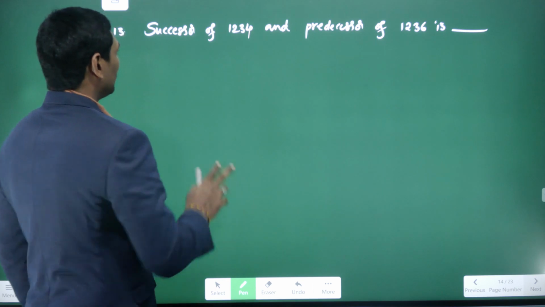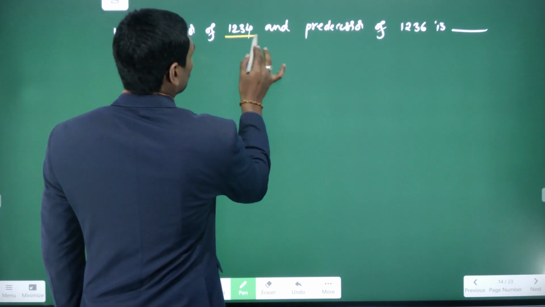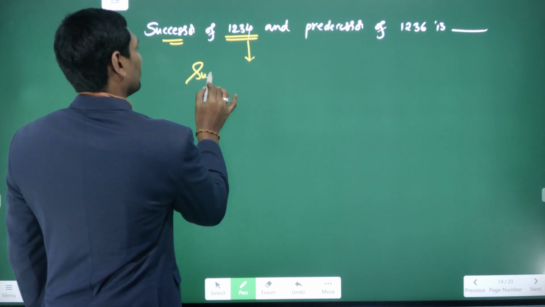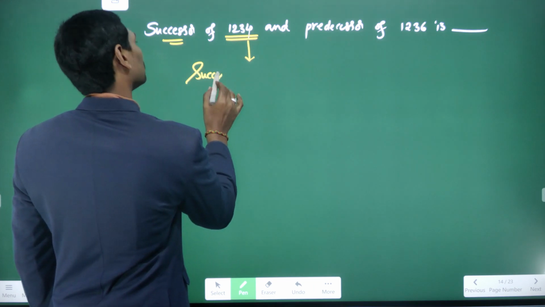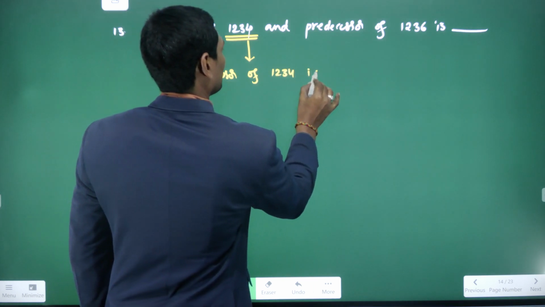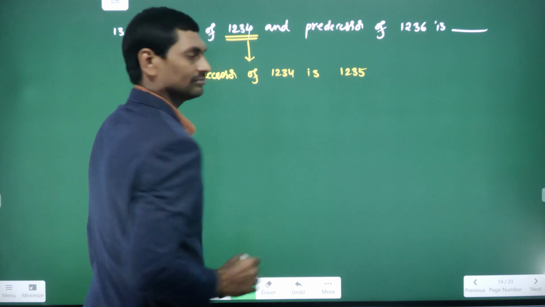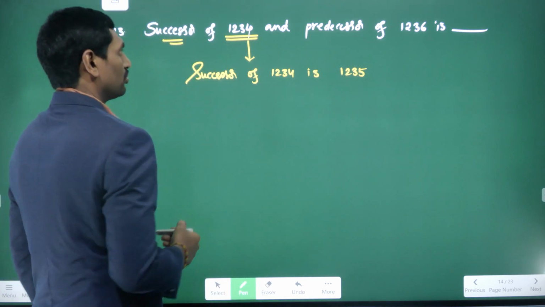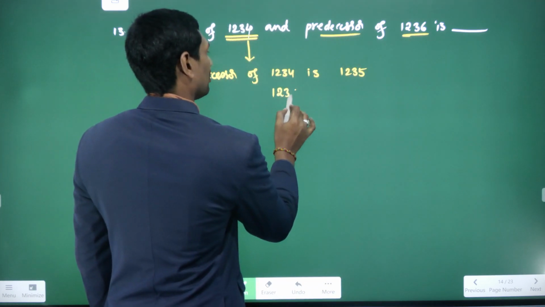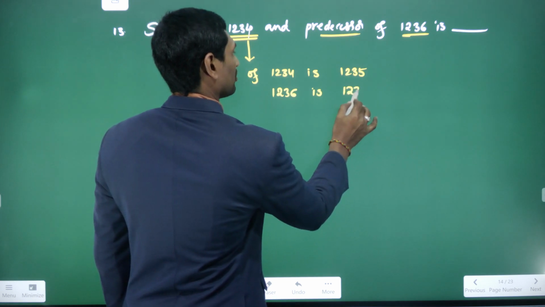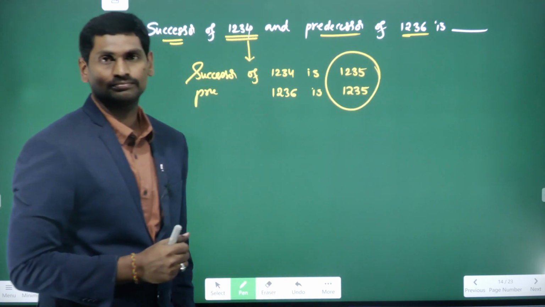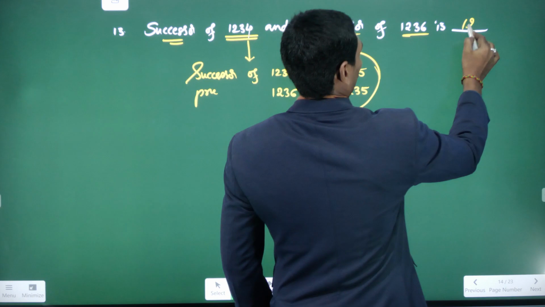See here, problem number 13, that is nothing but the successor of 1234. Now this time I am writing the successor directly. Successor of 1234 is 1235. Okay? Successor of 1234 is 1235 and predecessor of 1236 is 1235. Both are the same. Answer is 1235.